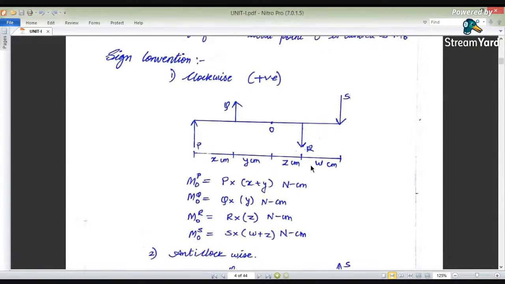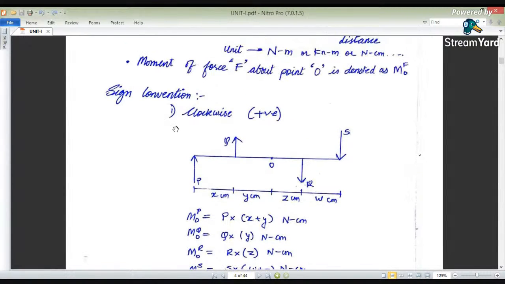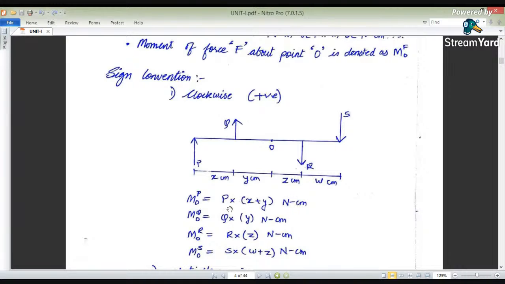Here is a simple example for sign conventions. There is a beam, a horizontal member, on which a number of forces are acting. A vertical force P is applied, and Q is also applied, whereas R is a downward force, and there are some distances. X in centimeters is a distance, whereas Q to O has a distance Y in centimeters, and there are also distances Z and W in centimeters. Whereas this vertical force S has been applied in the downward direction.